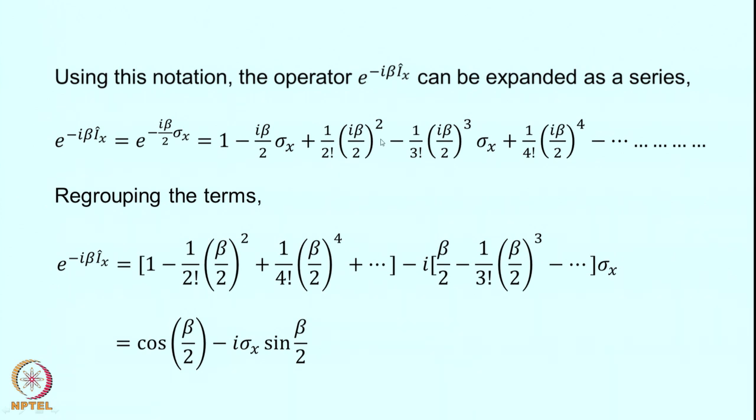Sigma x square, (i beta by 2) whole square, and sigma x square is a unit matrix because we have seen that earlier, right? And this is minus 1 by 3 factorial (i beta by 2) to the power 3, and this will be sigma x cube, but sigma x cube is sigma x square into sigma x, and sigma x square is unity. Although the explicit unit matrix is not written here, it is there, remember this, okay.